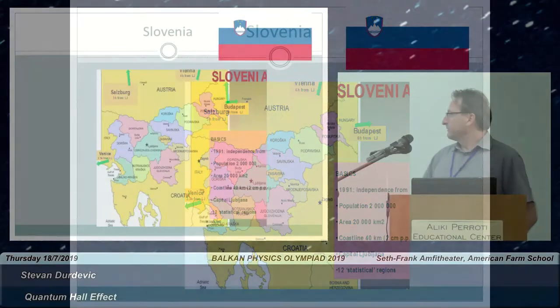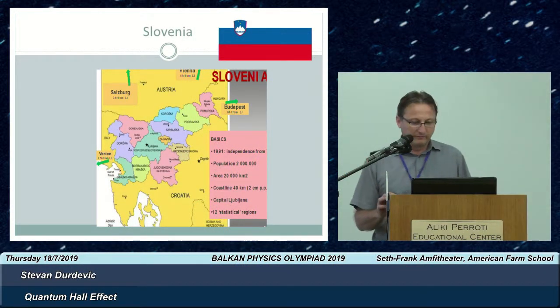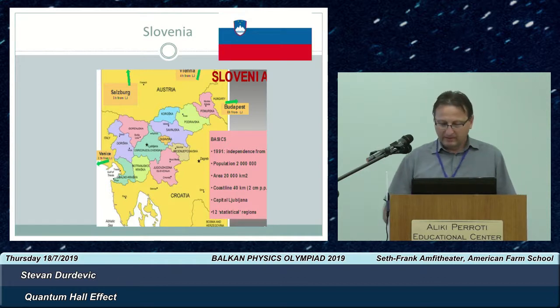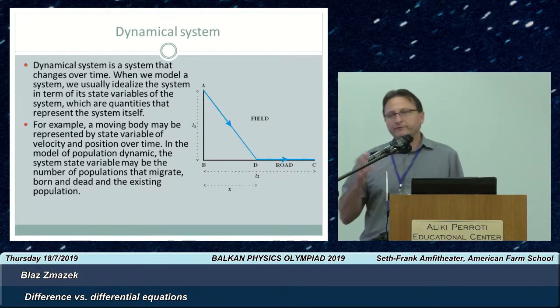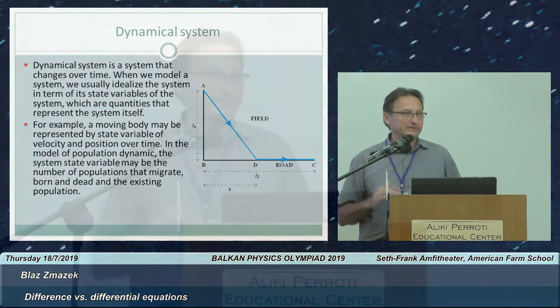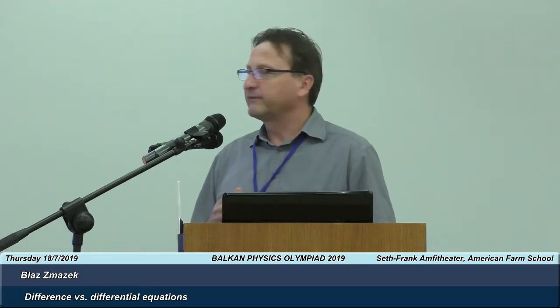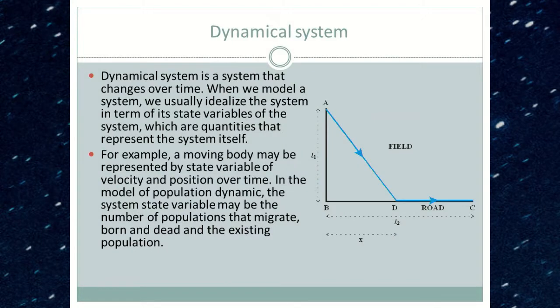The capital of Slovenia is Ljubljana, and it has 12 statistical regions, which you probably heard of some of them. Because I'm a professor of mathematics, they put me at the end of the day of the lectures, but I'm dealing with physical problems. I'm teaching discrete mathematics and also differential equations, which come from physics. So I will refer to the third problem in this competition as a graph of the dynamical system.